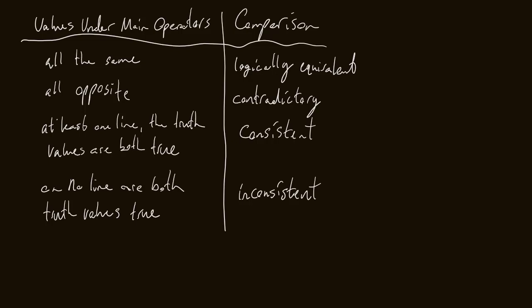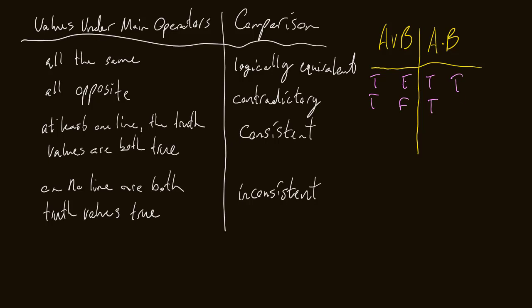Let's do a consistent statement first. Spoiler alert, these are going to be consistent. So if we have A or B, and then we have A and B, so we have two different statements. And let's choose a new color. Let's go pink. And so we want to assign A is true and B is true. Let's say A is true and B is false. Let's say A is false and B is true. And let's say A is false and B is false. So you see we're consistent with our assignment of truth values.